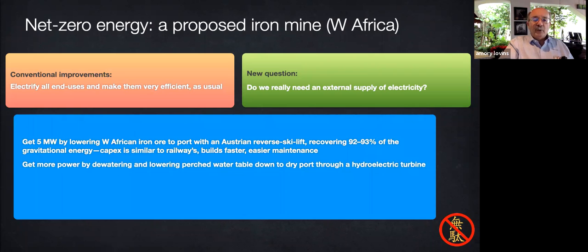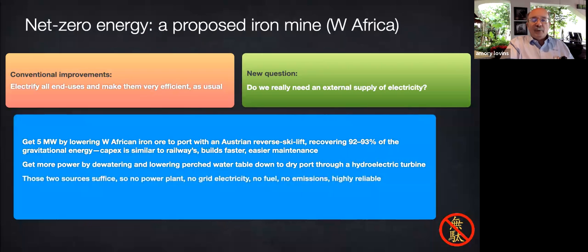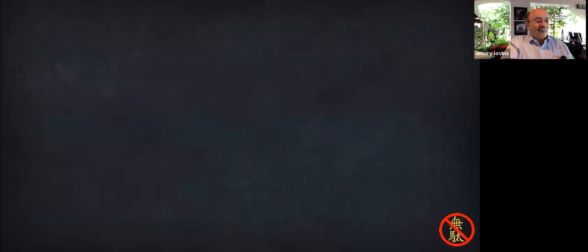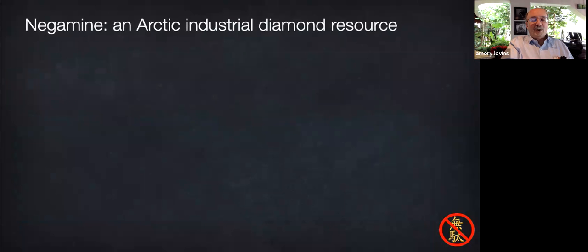And each of those renewable power sources would replace other investments to deliver the ore and drain the water, but they would avoid normal power supplies, reduce capital costs, eliminate energy operating costs, increase security, a lot of advantages. I don't think that one's been built yet, but it remains a good idea. And you know, the people that make the ski lifts in Austria are happy to sell you the same product backwards. It's already in their product list.